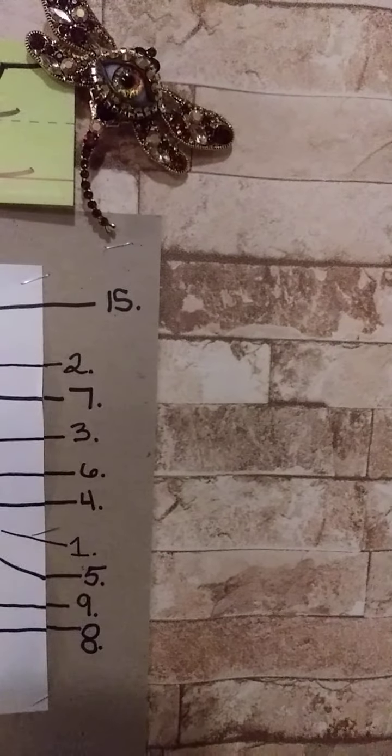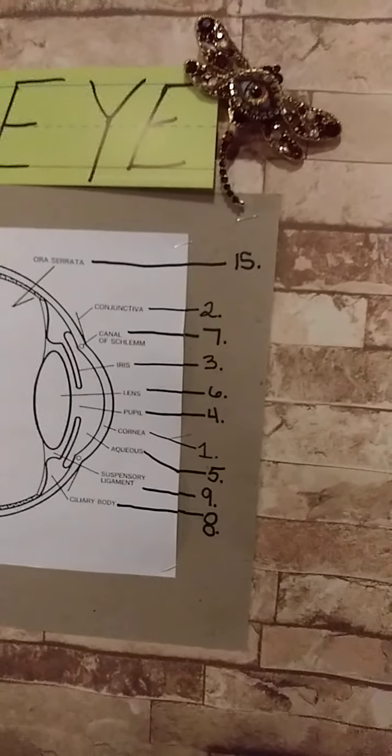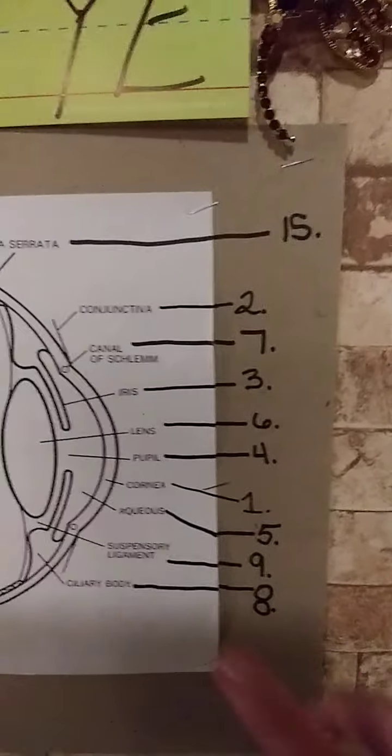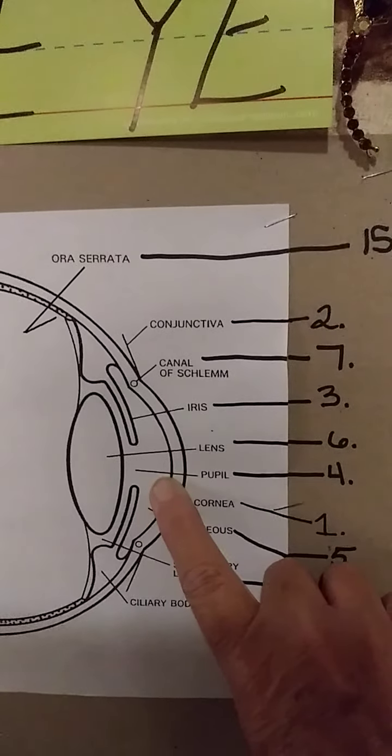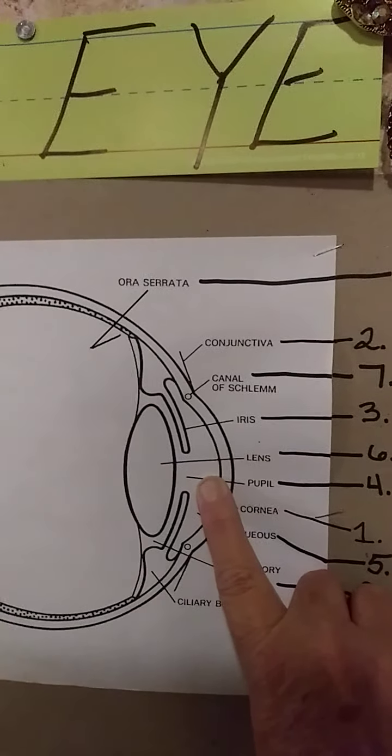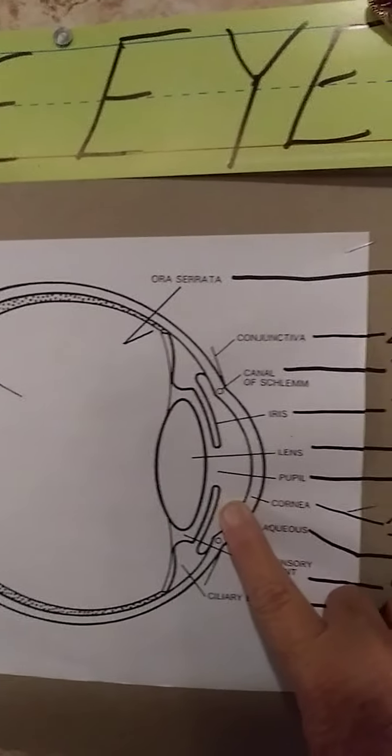And then we have the aqueous humor, which is a watery fluid that fills the anterior chamber. It's number 5, right here. And it provides some nutrition for surrounding parts.